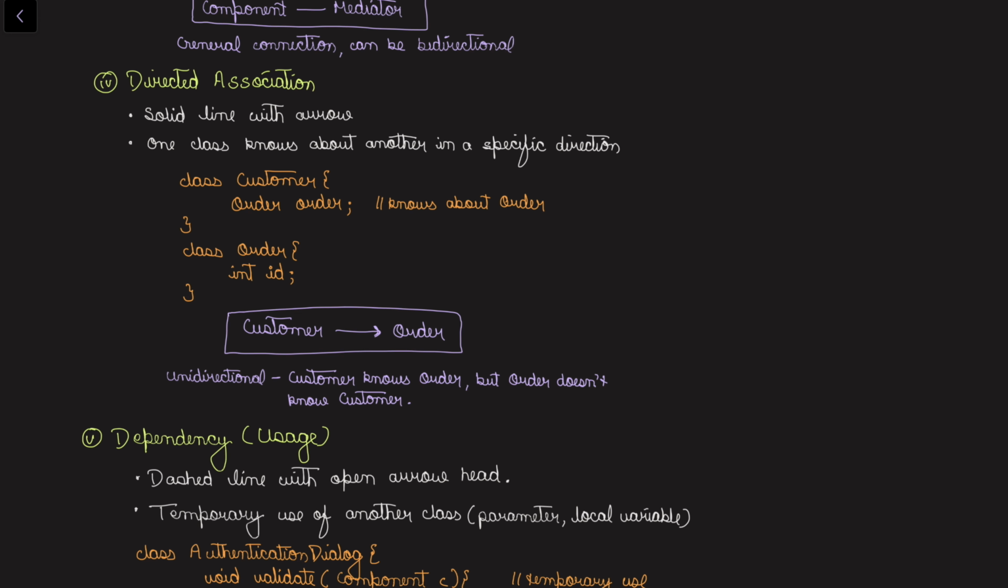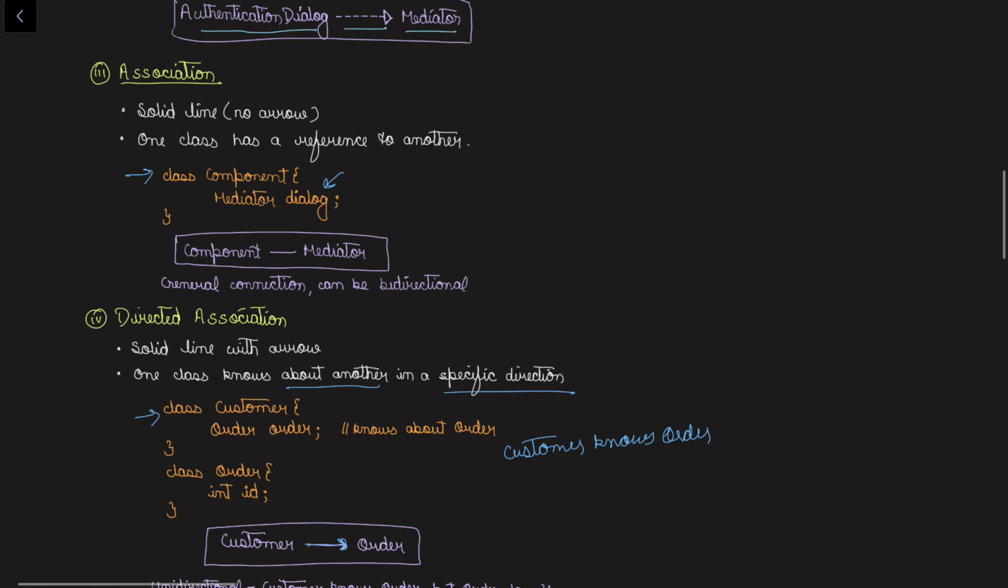Now let's move to direct association. Direct association means a solid line with an arrow, where one class knows about another in a specific direction. Let me give you an example. We have class Customer, and inside that Customer we have Order. It means that Customer knows Order, but not vice versa, because in Order we have only an ID. So it is unidirectional: Customer knows Order, but Order doesn't know Customer. As I have told you, the solid line means a class has a reference to another.